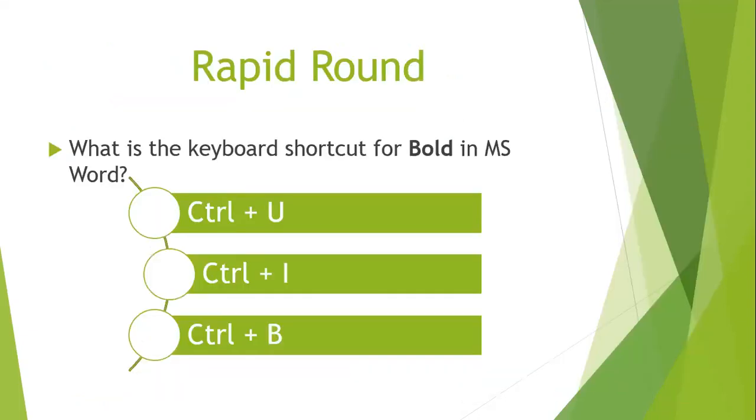Before proceeding, can you answer me this question? What is the keyboard shortcut for bold in MS Word? Option number 1 is Ctrl plus U, option number 2 is Ctrl plus I, and option number 3 is Ctrl plus V. Okay, you can answer yourself.